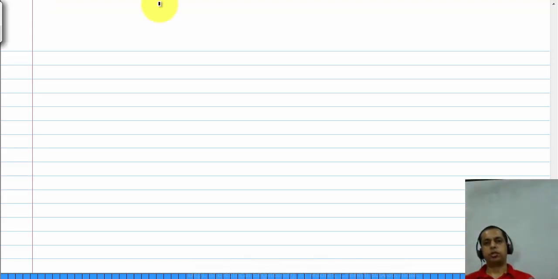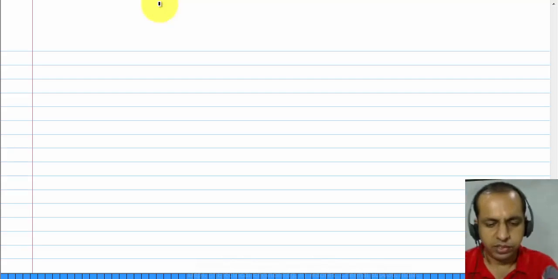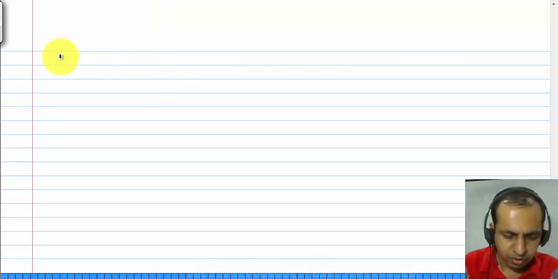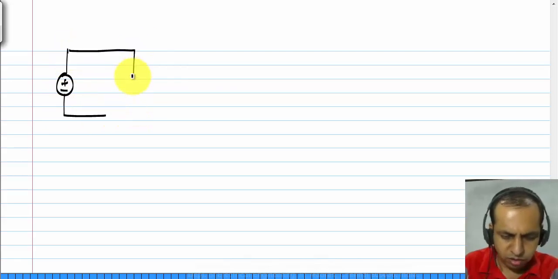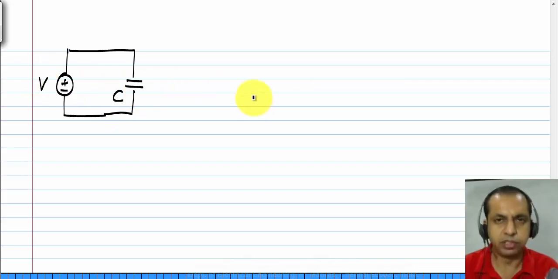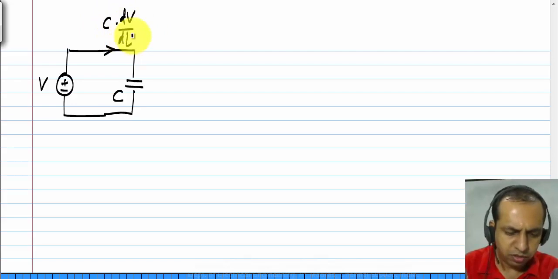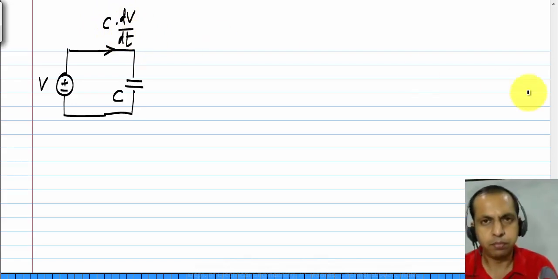Just to show you another functionality that can be implemented using control sources, we consider how to scale the value of an element. In this case, I will take a capacitor as an example, but you could equally well use some other element. So let's say I connect a voltage source V across the capacitor C, and this draws a current C times the time derivative of V.